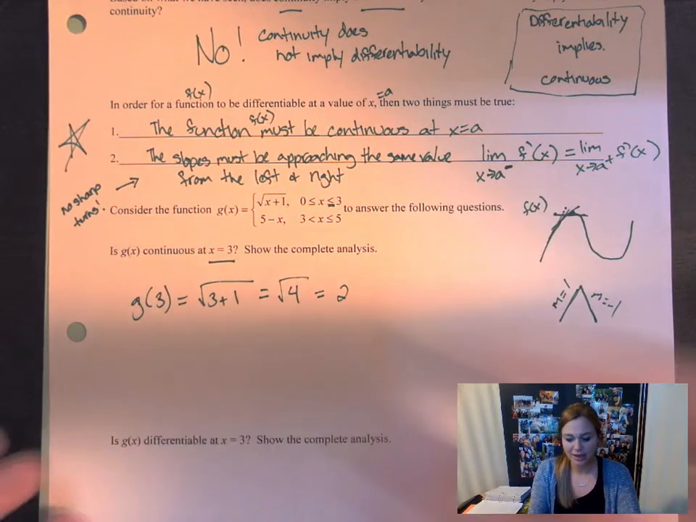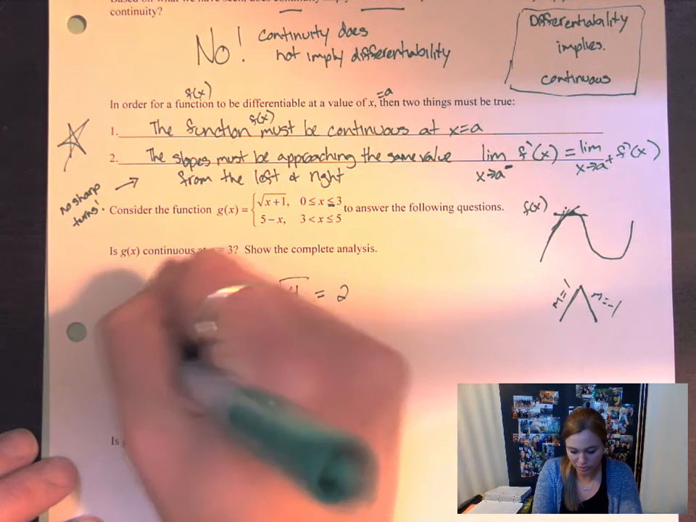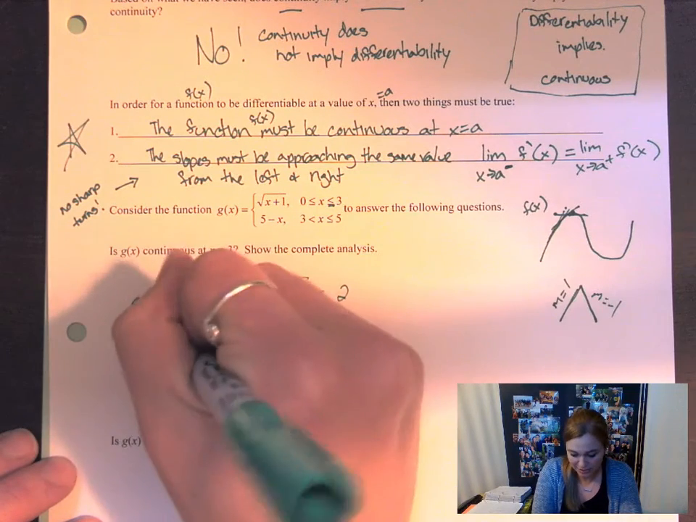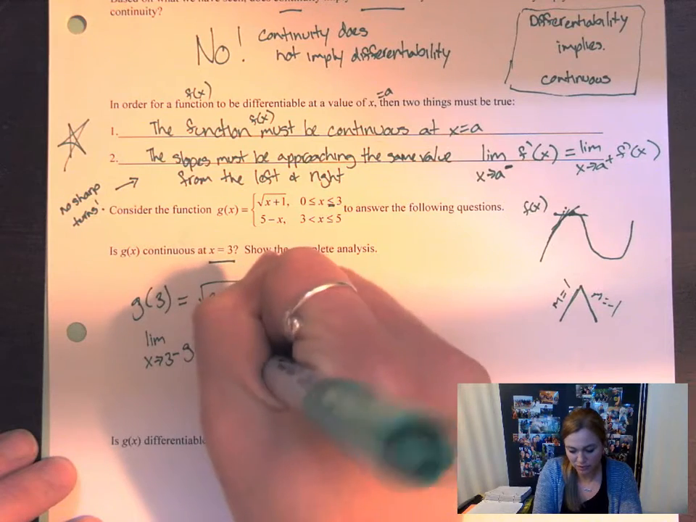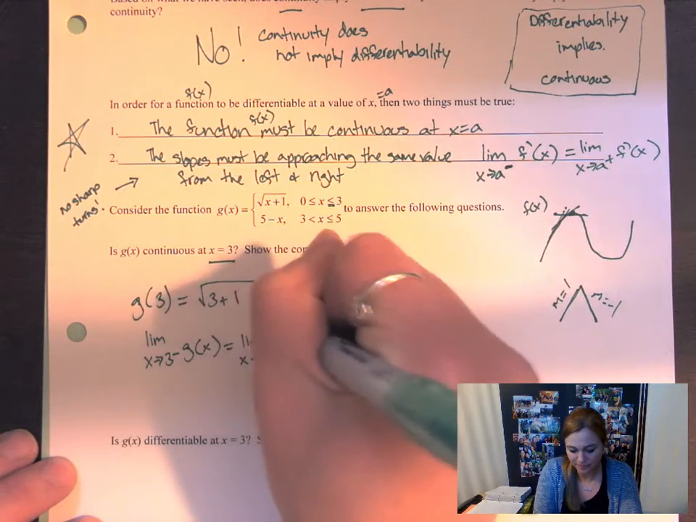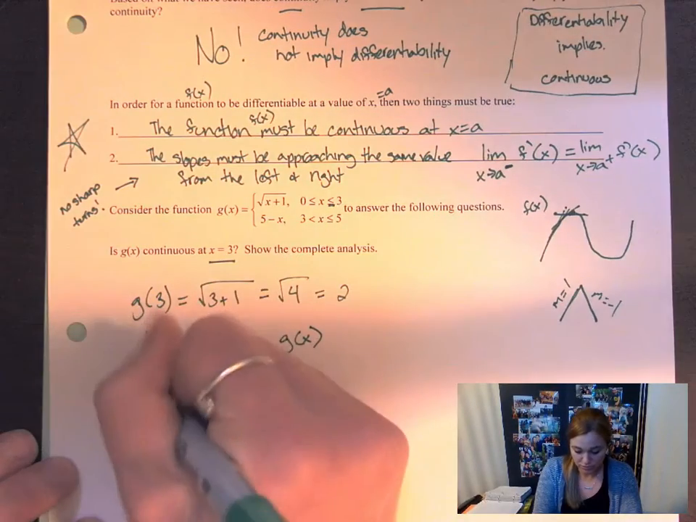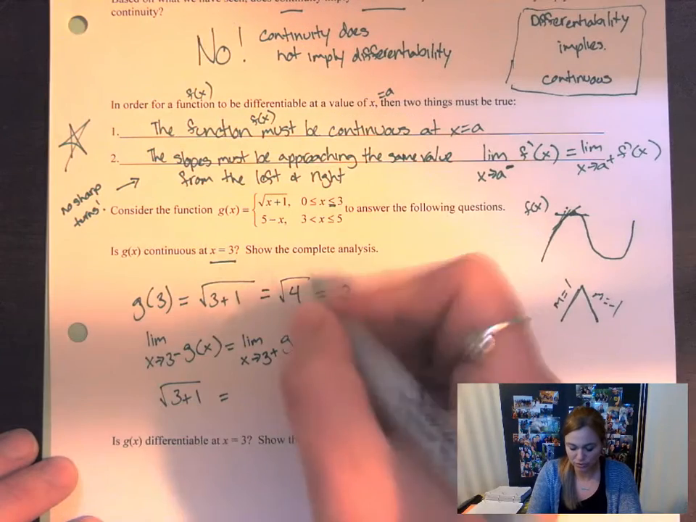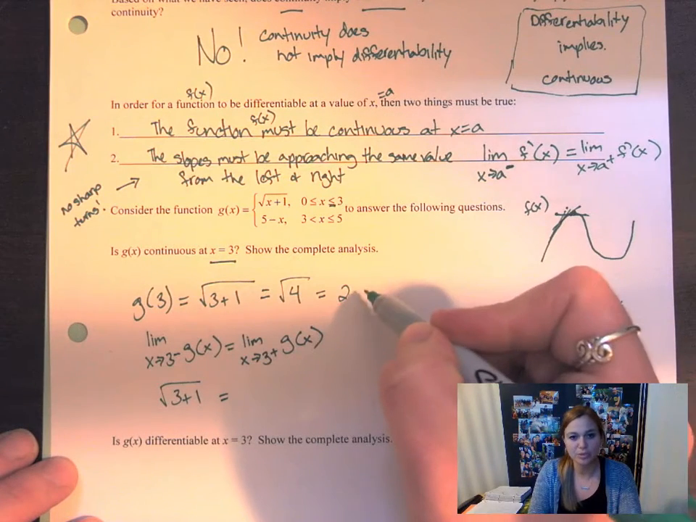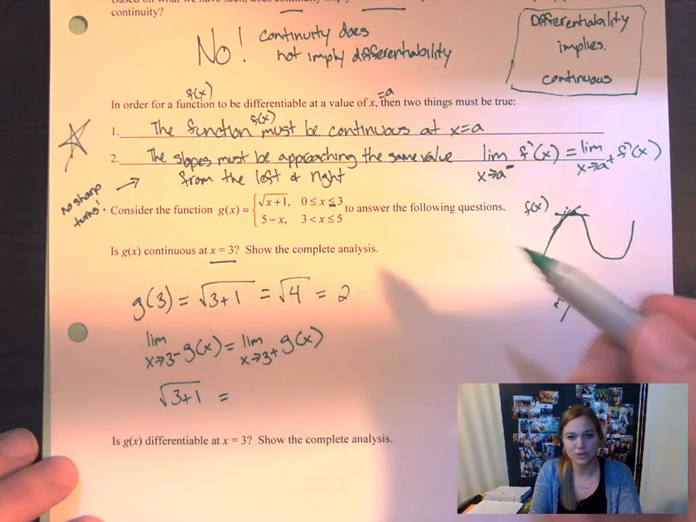So we're good. The next thing we need to do is the limit as x approaches 3 from the left of g of x. Is that equal to the limit as x approaches 3 from the right? So does the limit exist? 3 from the left would be this part of the function. So I wouldn't have to do this again because I already did it, but I'm just going to say that, square root of 3 plus 1. And again, I didn't have to put plus or minus 2 here because I didn't introduce the square root.